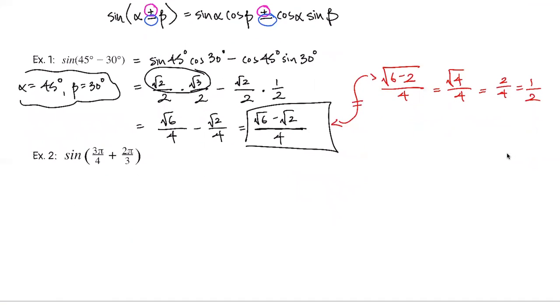All right. Let's take a look at example 2 here. Same kind of process, but we're doing this with radians because as we move forward in math, the more we work with radians, hopefully, the more familiar we get with them and the less afraid we are of them. So if we look at example 2, we've got alpha equals 3 pi over 4, and beta equals 2 pi over 3. And so when I plug things into the formula, I'm going to need sine of 3 pi over 4 times cosine of 2 pi over 3. And then is it going to be plus or minus here?